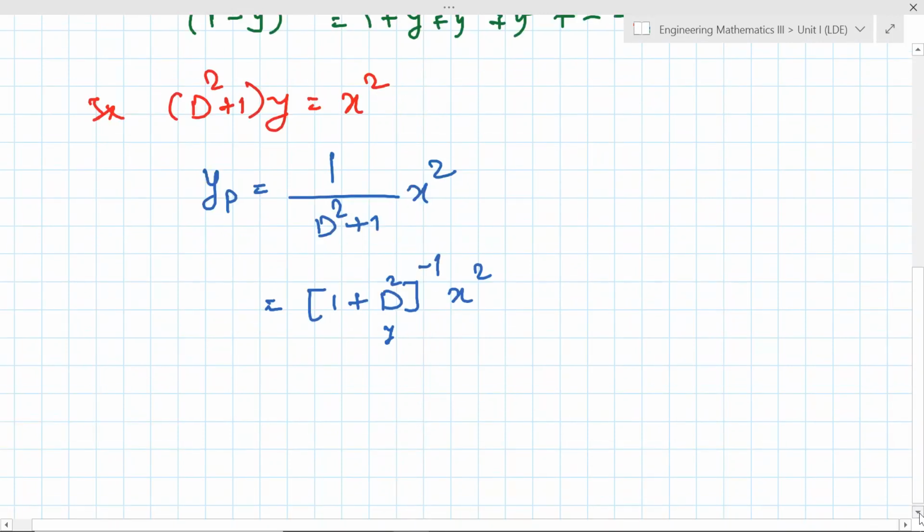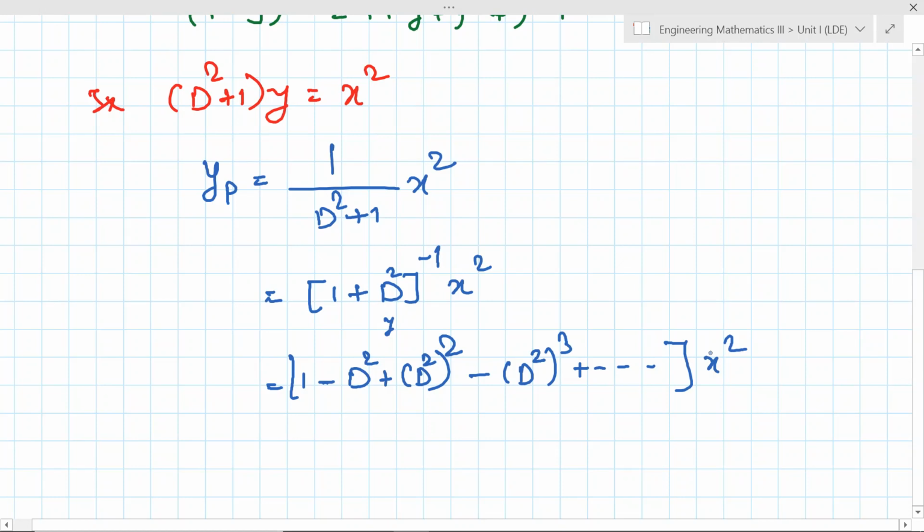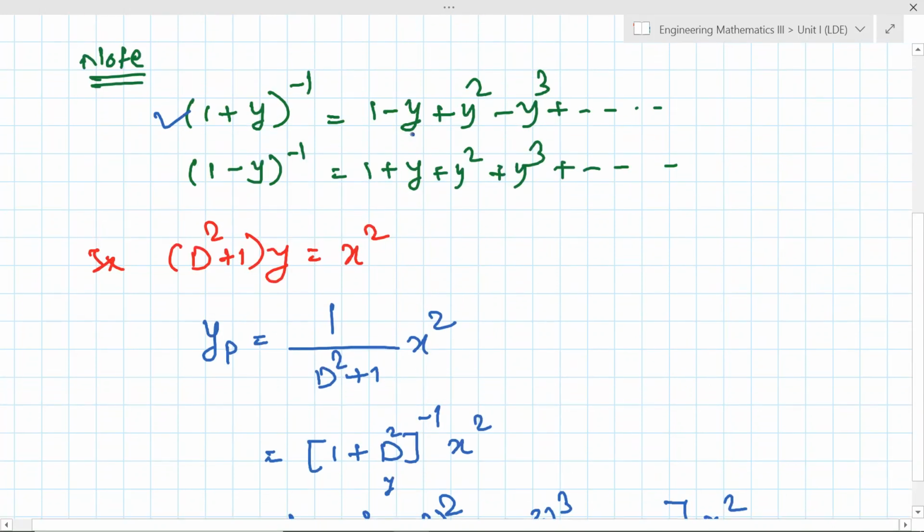So what do I get then? So this is equal to what? [1 − D² + (D²)² − (D²)³ + so on], bracket complete, into x². Sorry, (D²) bracket cube. This is an infinite term expansion. So (1 + D²) raised to minus 1. So hope you have got this. I have just replaced y by D².